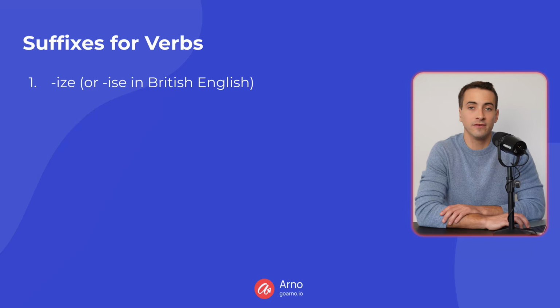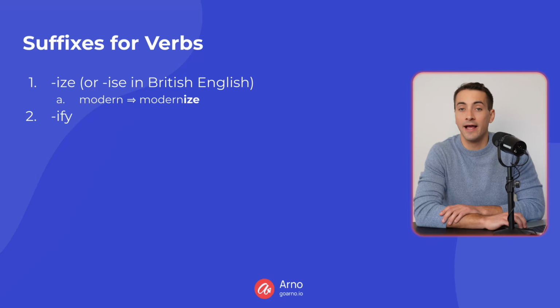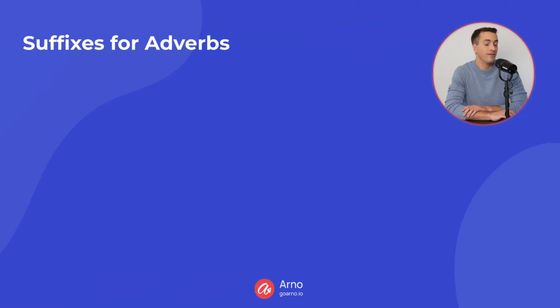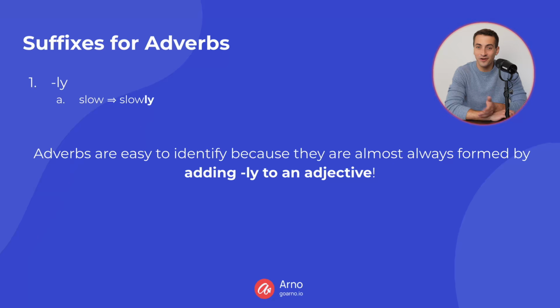IZE, or in British English, ISE. Modernize, IFY. Simplify, EN. Weaken. And finally, suffixes for adverbs. LY, slowly. And actually, that's the only one for adverbs. So adverbs are easy to identify because they're almost always formed by adding ly to the adjective, right? So slow is the adjective, slowly is the adverb. So anytime you see a word that ends with ly, it's probably an adverb.